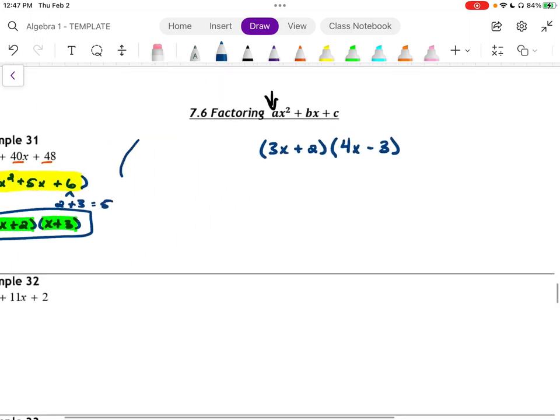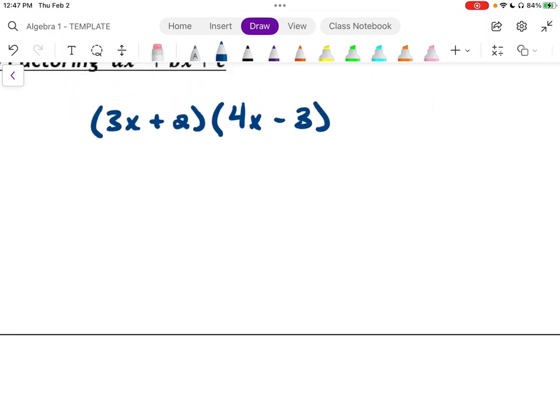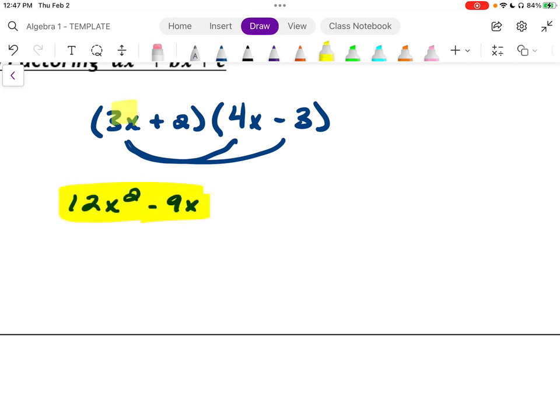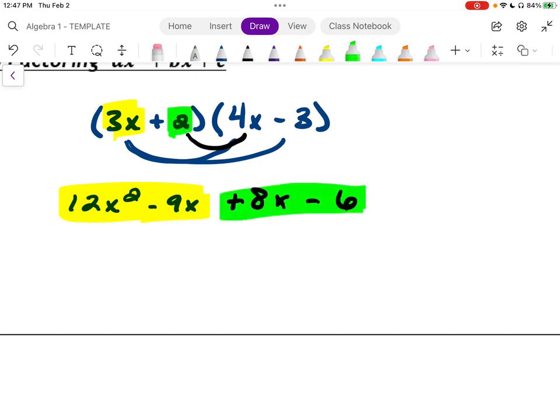Again, this is just a side problem to illustrate something for us. This is factored, but I want to multiply it out. I'll have 12x squared minus 9x, and this all came from this first piece. Second, I multiply by 2, so that gives me an 8x minus 6. This came from my second piece that I multiplied out. Now, this combines together to be 12x squared minus, well, 1x, and then minus 6.